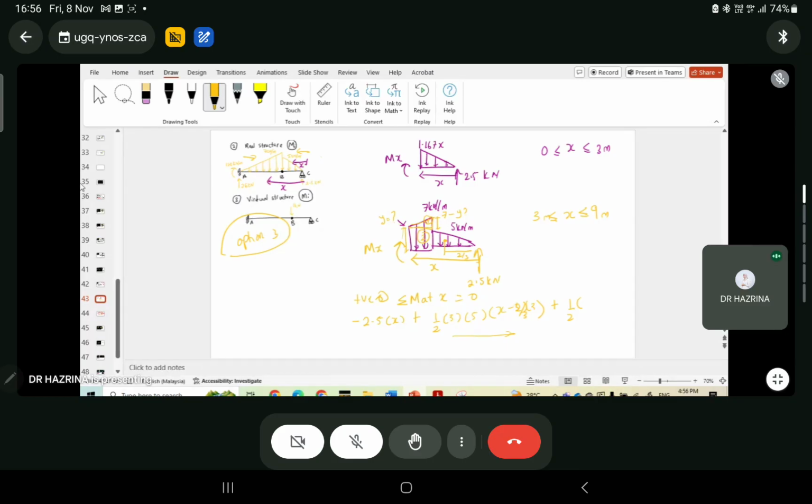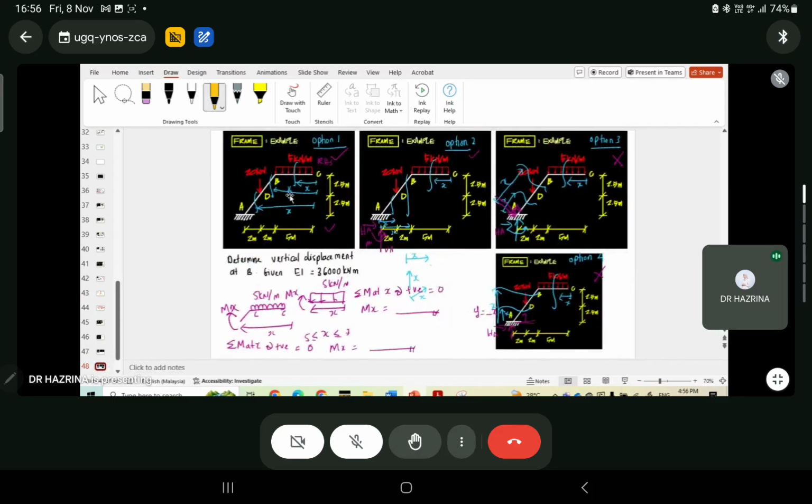Okay, so sebab tu I keep on saying in terms of the options. So please try to look at the simplest way on how you can find the most simplest sectional moment equations to help you solve for the integration later on.